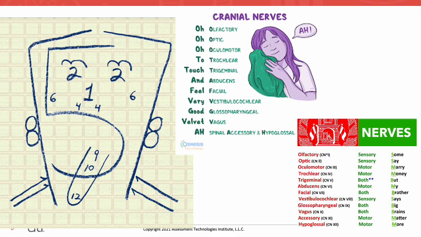So if you can memorize OOO to touch and feel, some say marry money, but my brother says big brains matter more. And you can remember the face, you're going to get 100% on the cranial nerves every time.